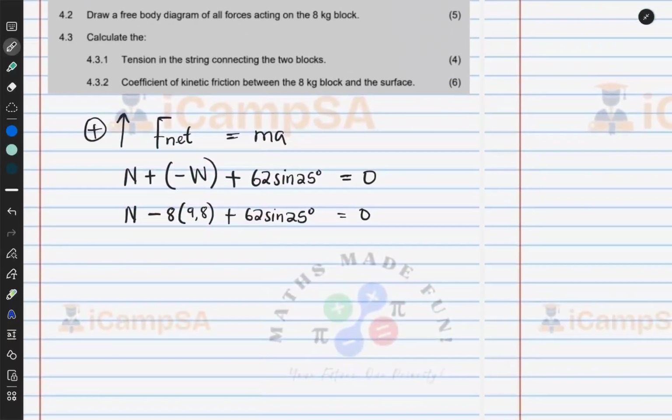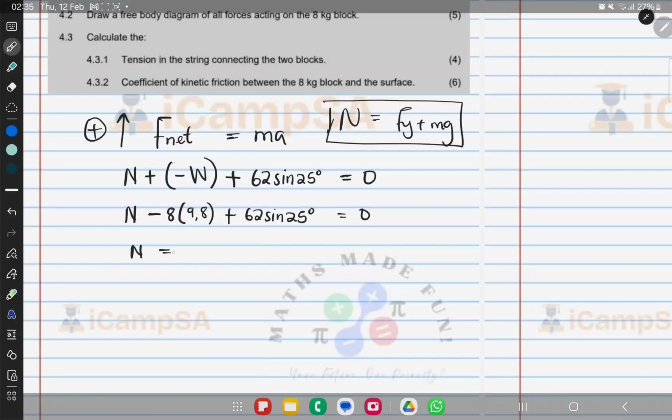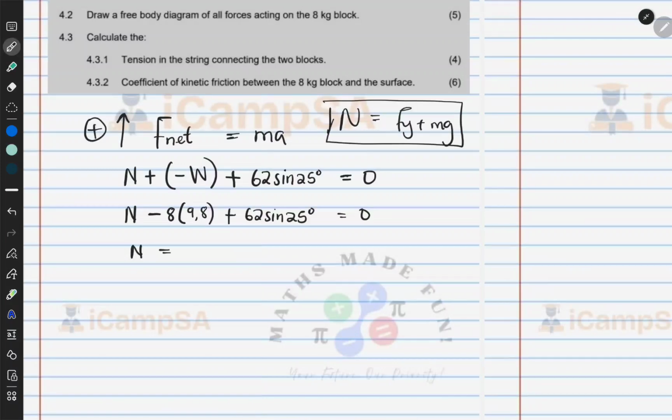So this is why whenever you see those equations where people say N is Fy plus mg, something like this, this is where it all comes from. You're just taking forces along the y, so you don't have to memorize this, but you have to know where it all comes from. And then now you can say N is equal to, you punch your calculator, I get 52.20 newtons. So that's your answer.